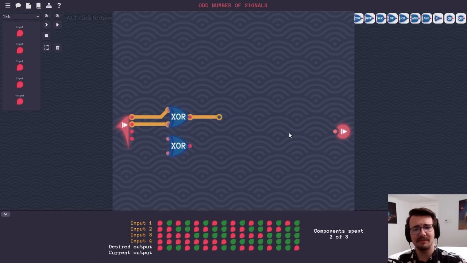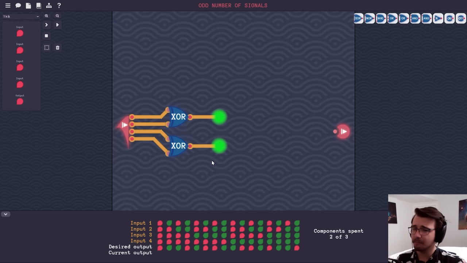So think about this, right? It outputs a yes if exactly one of these two are on. One is odd. It outputs a no if zero or two of the inputs are on, which is even. So yes if odd, no if even. I can do the same with the bottom two. Both of these outputs are yes if odd, no if even.